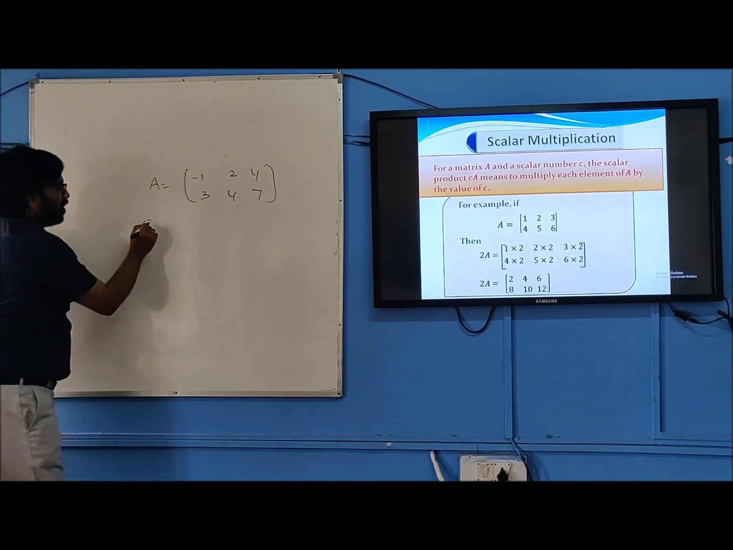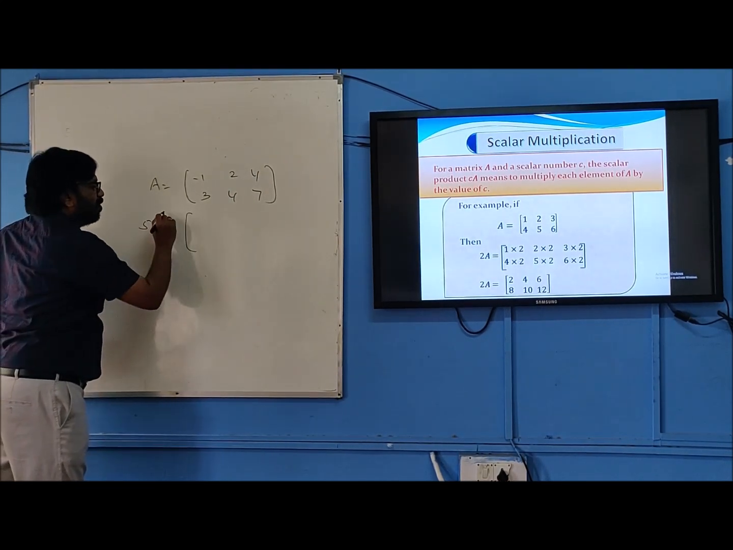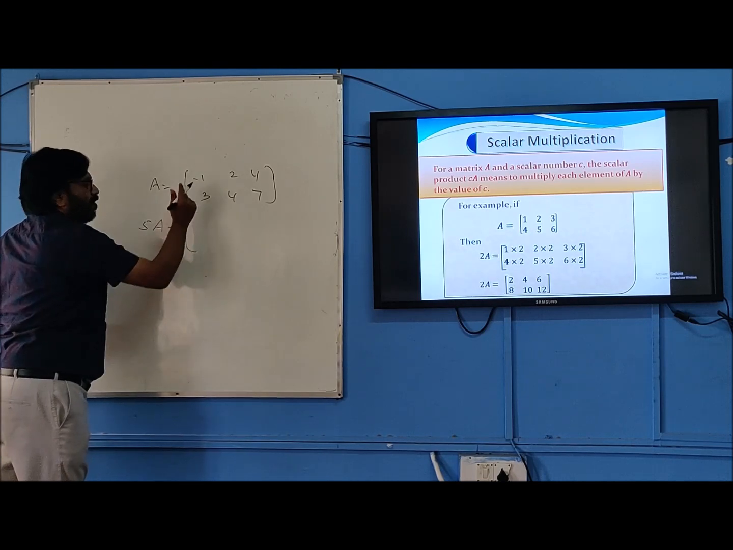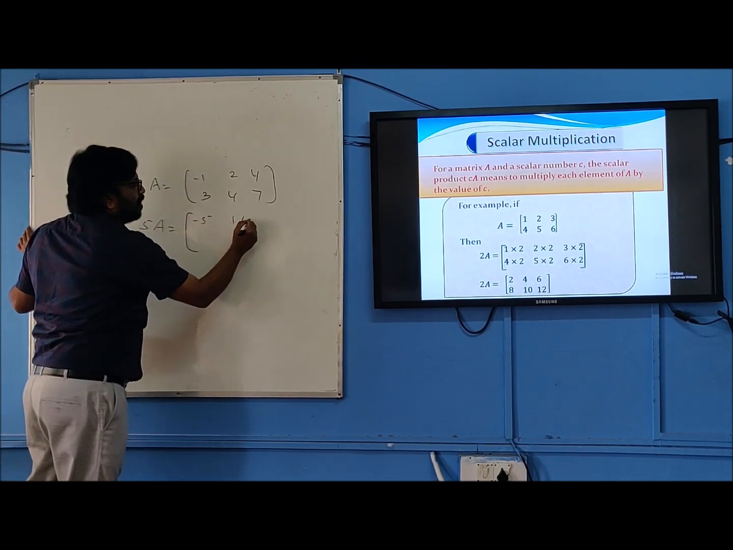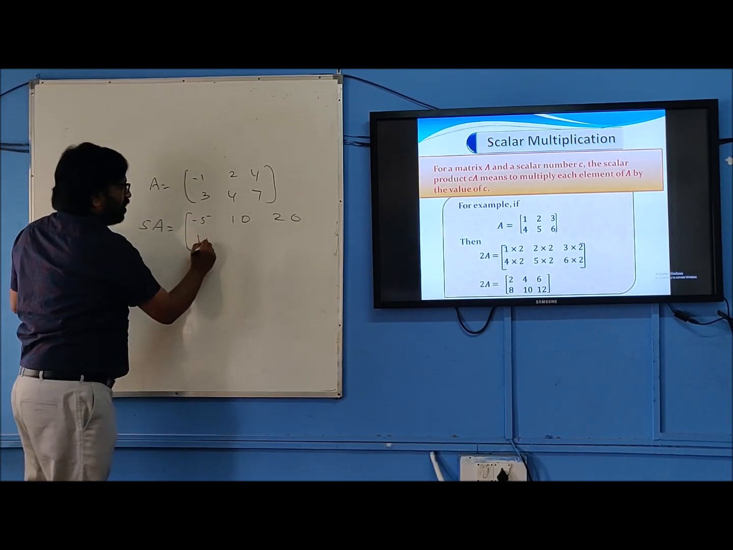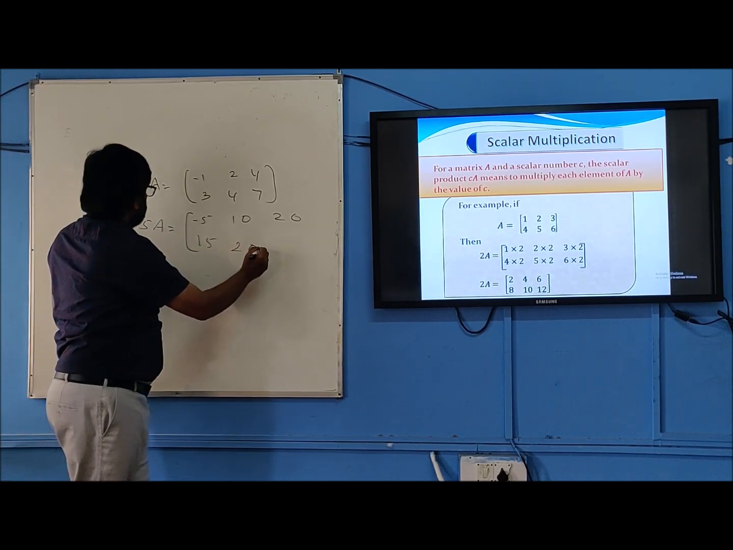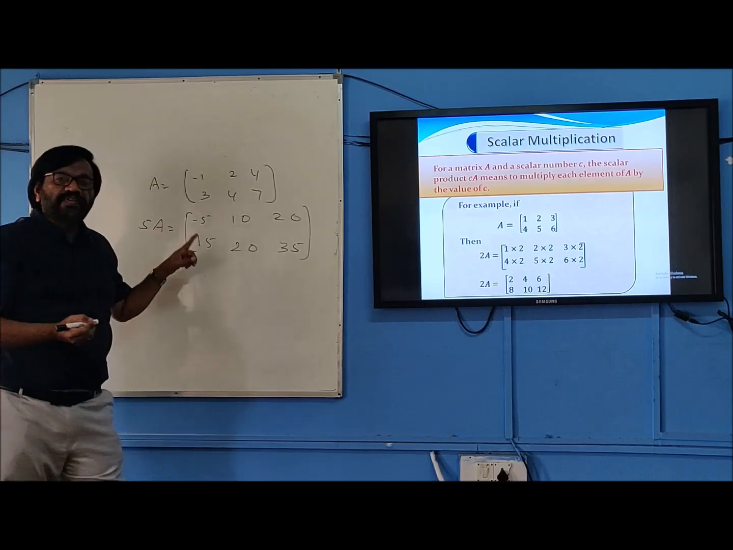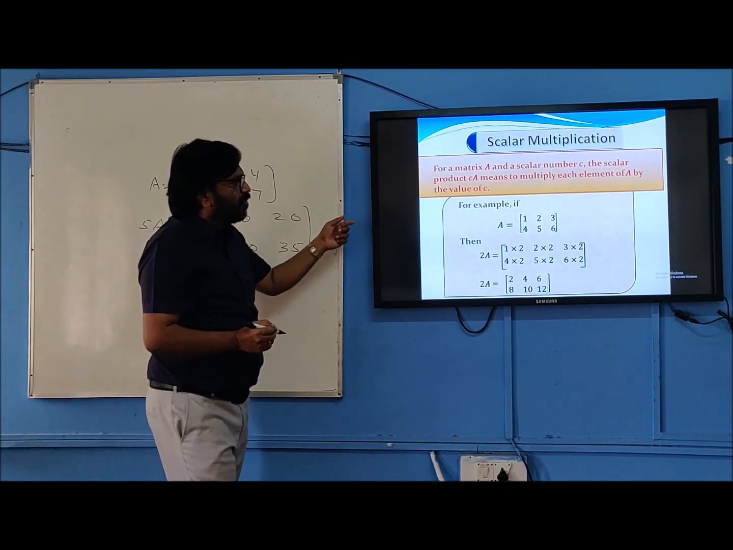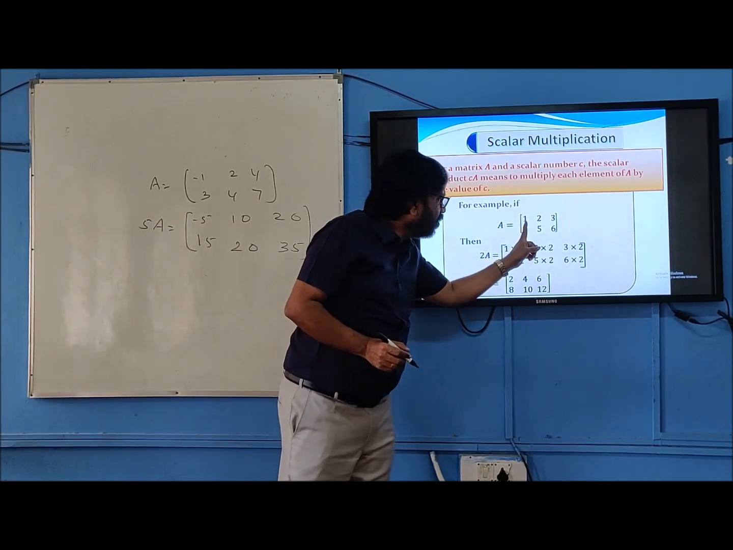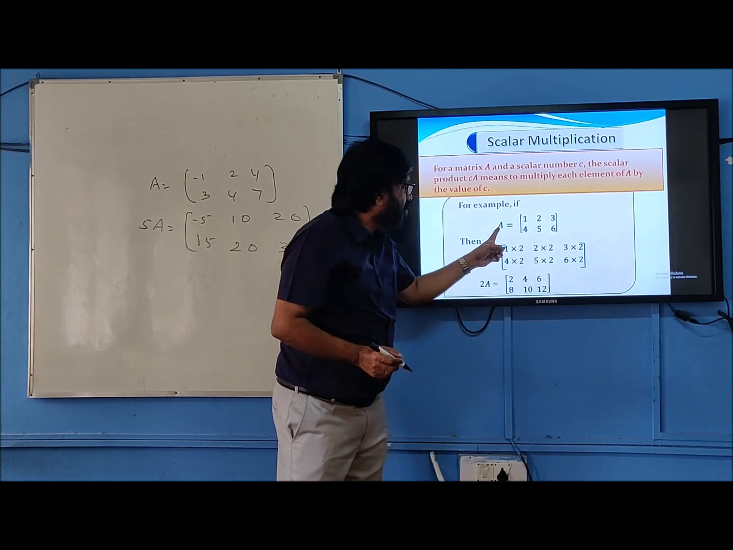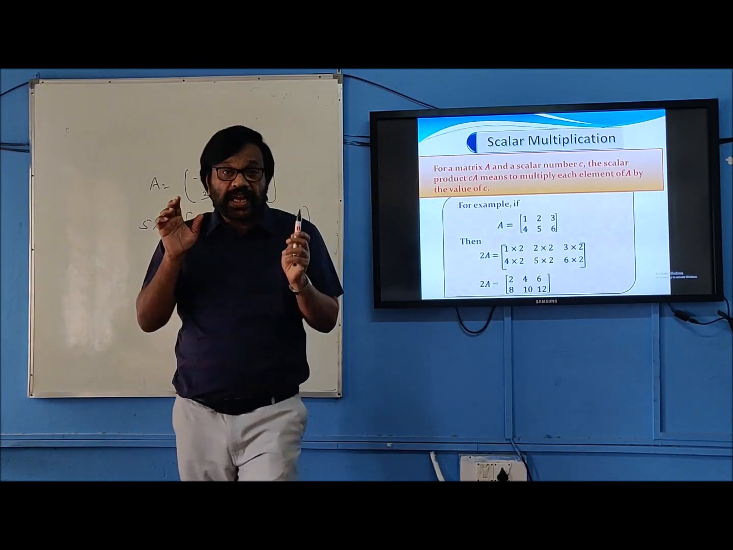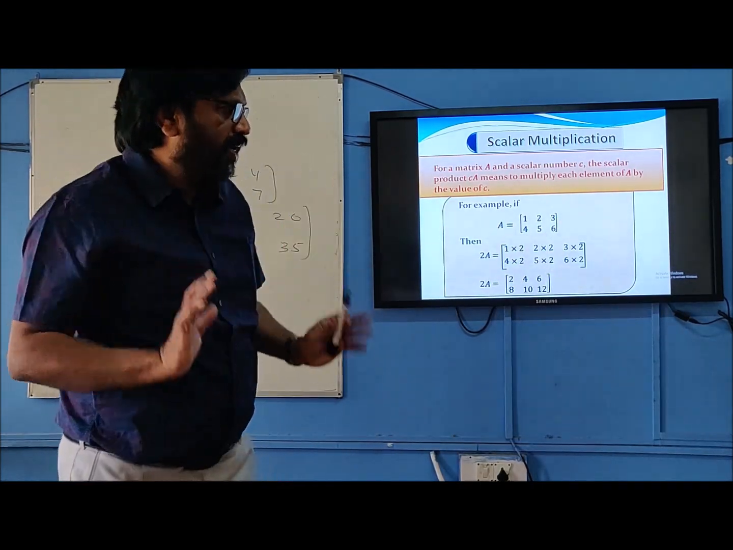Therefore, scalar multiplication means, suppose there is a matrix. Then what is 5A? Multiplying every element by 5. Minus 5, 10, 20, 15, 20 and 35. This is 5A. Therefore, if we multiply every element of the given matrix by a scalar number, then we will get the scalar multiple of that matrix.